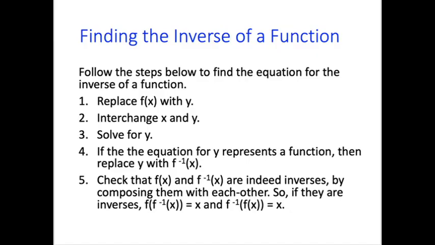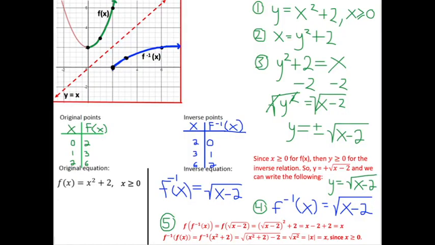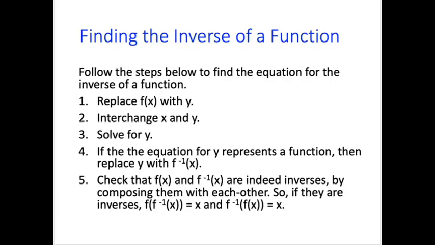Step 4 says that if the equation for y represents a function, then we replace y with f inverse of x. And so we have f inverse of x is equal to the square root of x minus 2. Then we proceed to step 5. Step 5 is where we go ahead and compose, right? We want to check that f of x and f inverse of x are indeed inverses. So we compose them with each other.